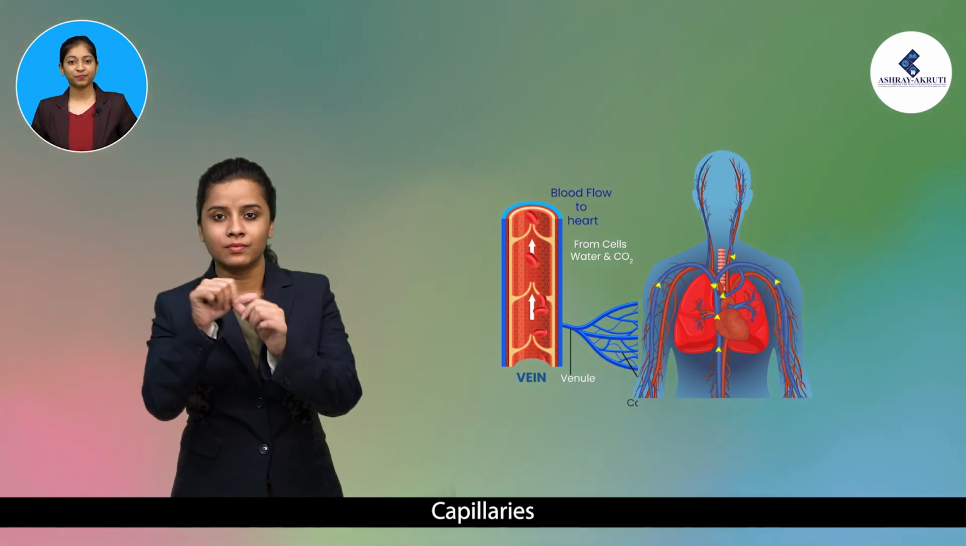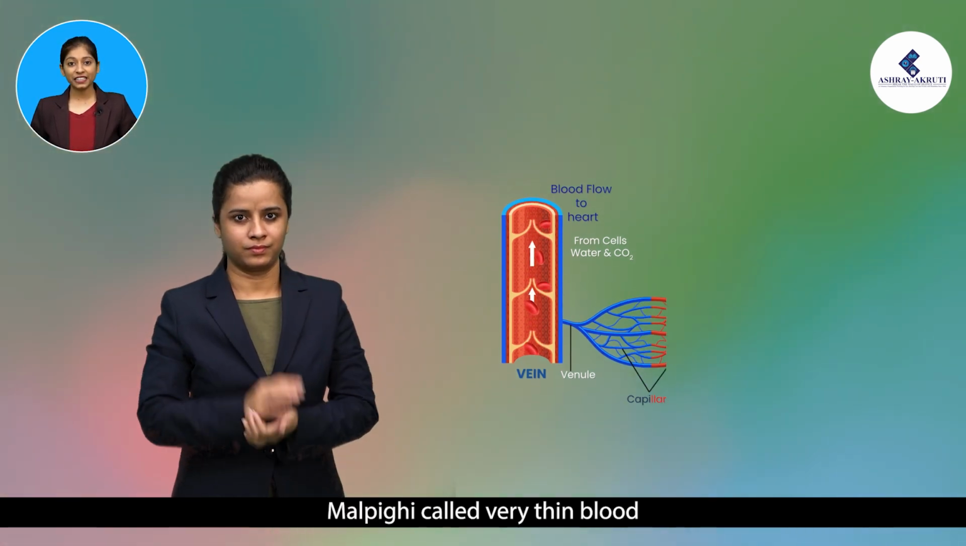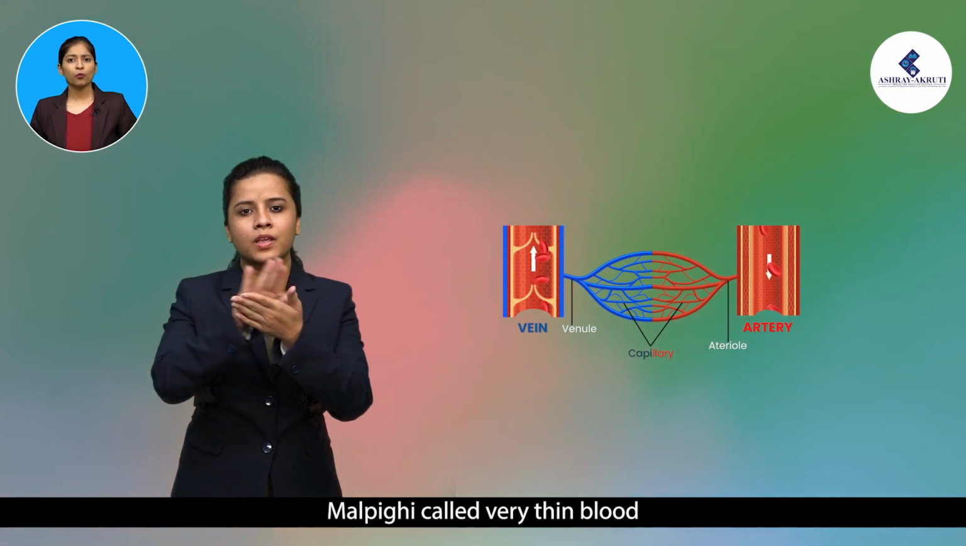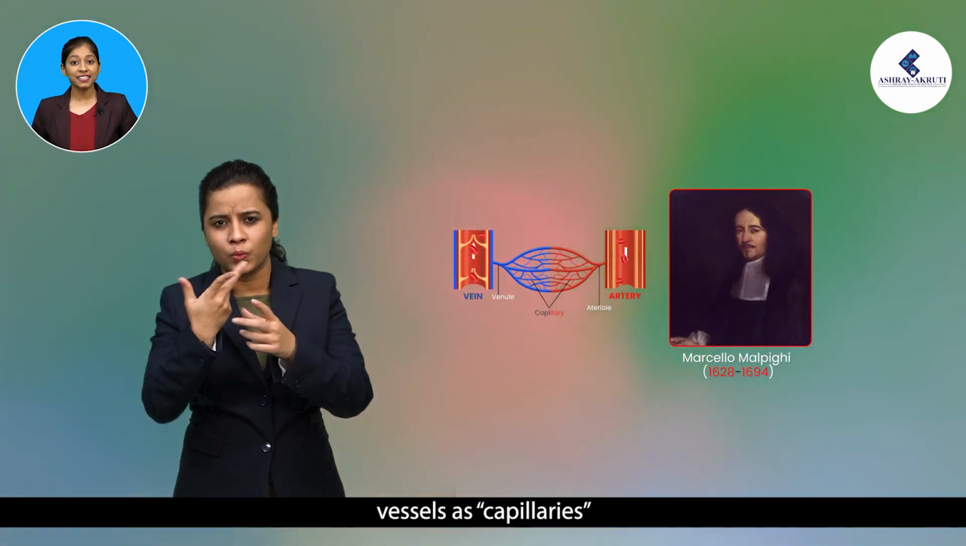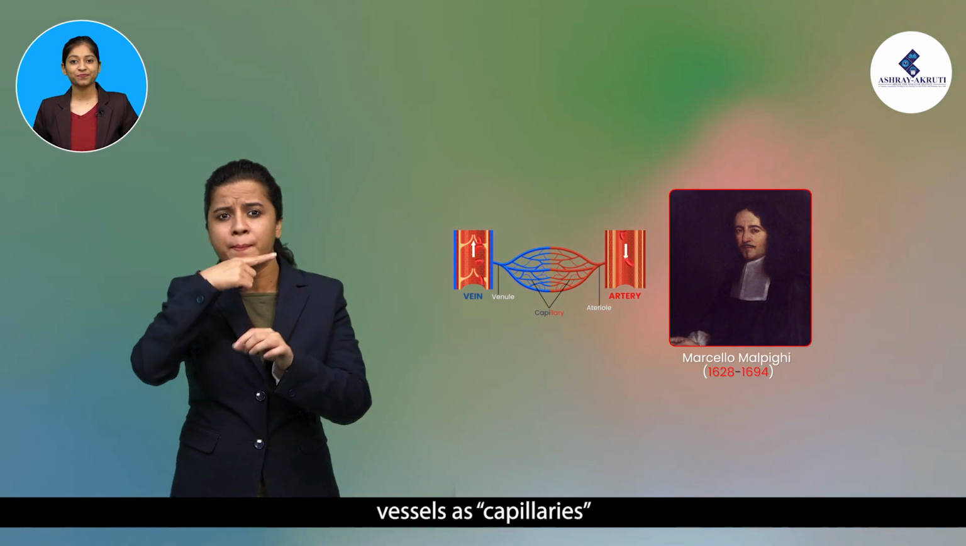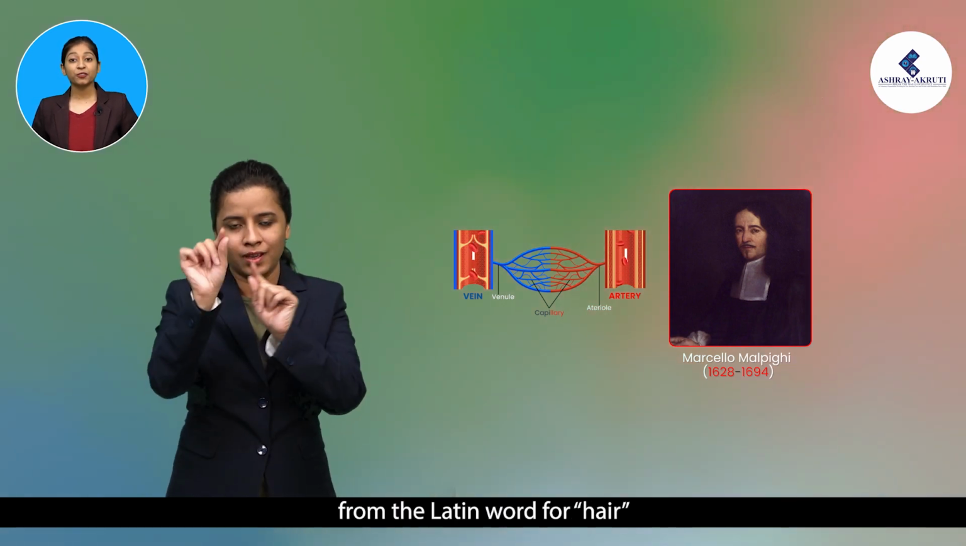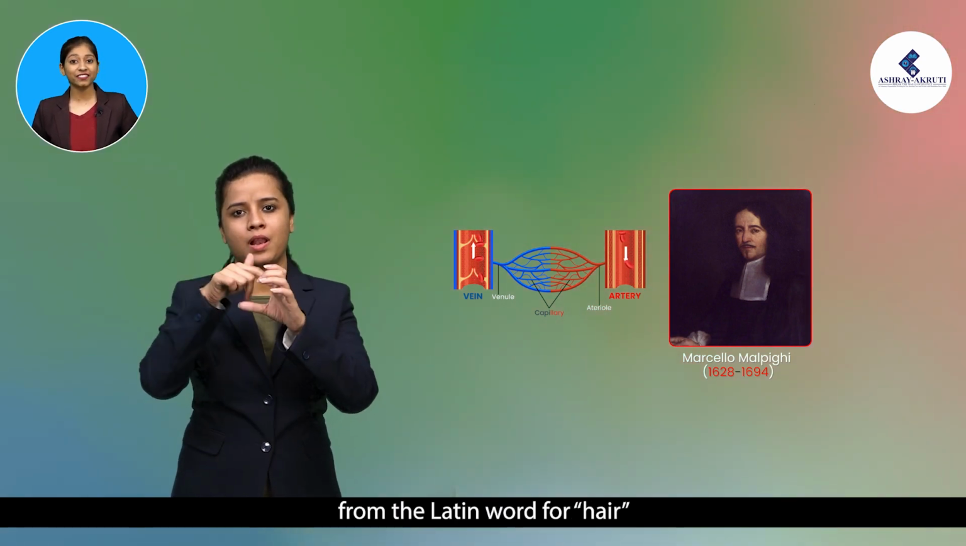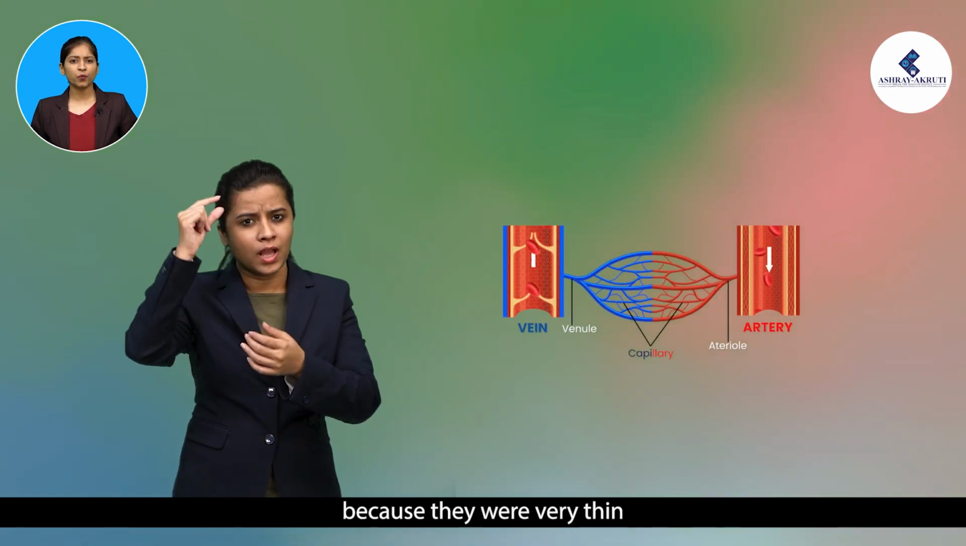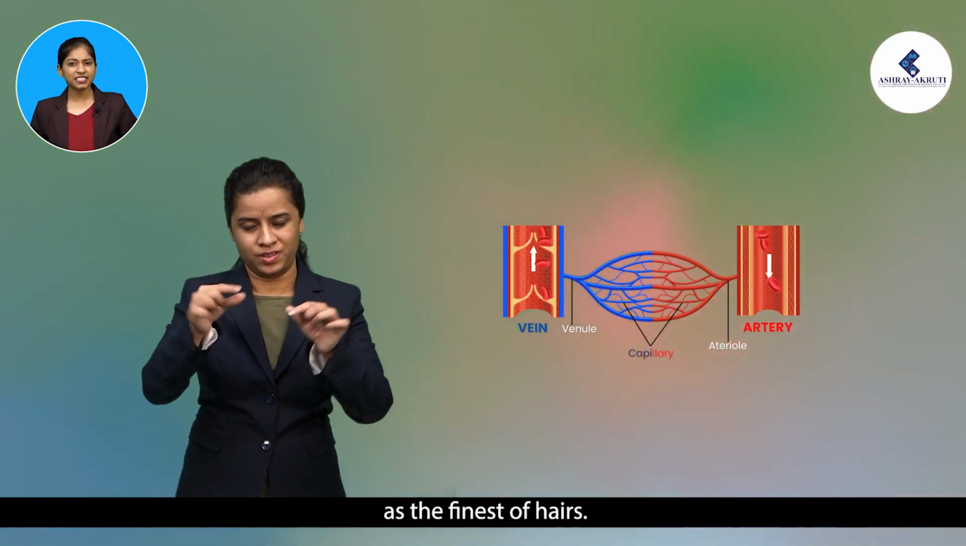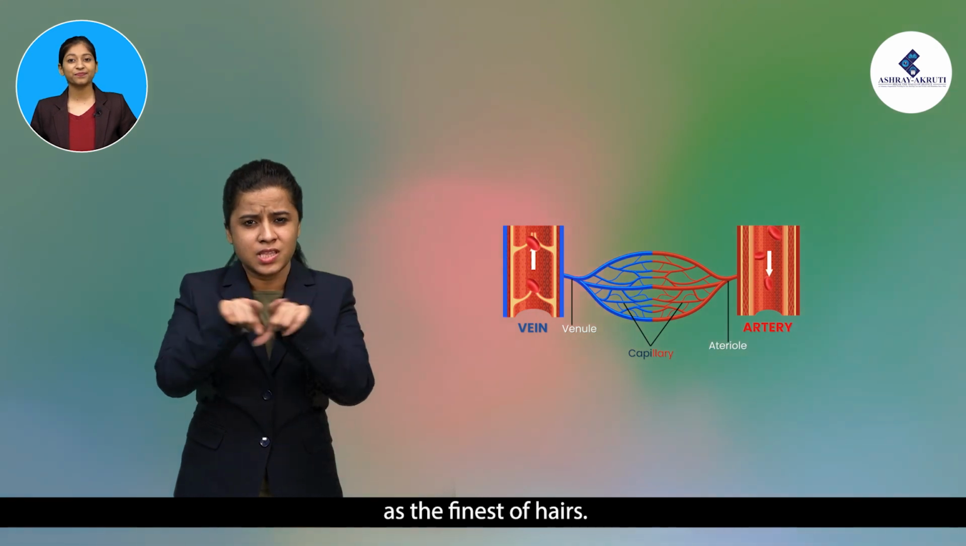Capillaries. Malpighi called very thin blood vessels capillaries, from the Latin word for hair, because they were as thin as the finest of hairs.